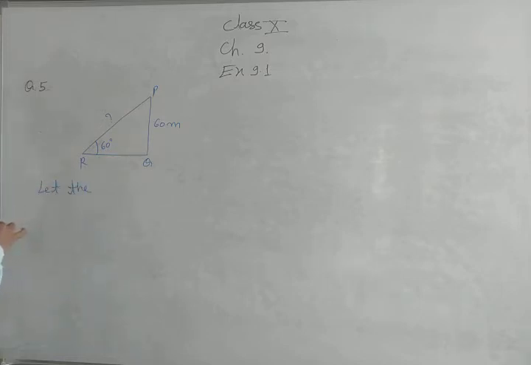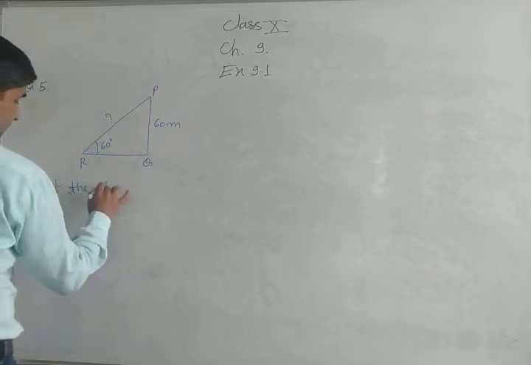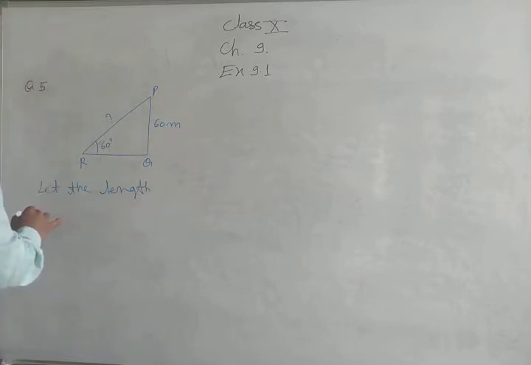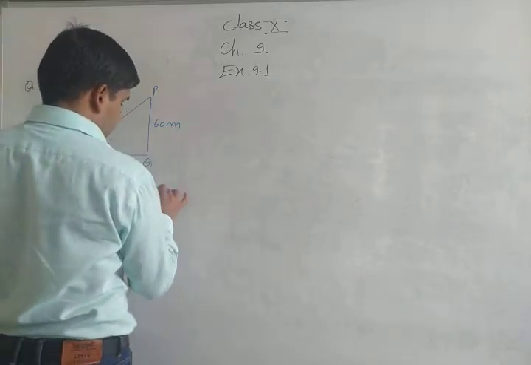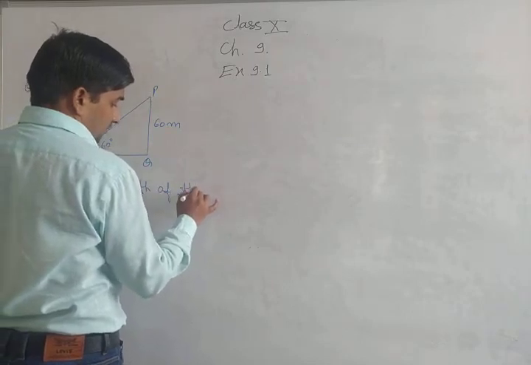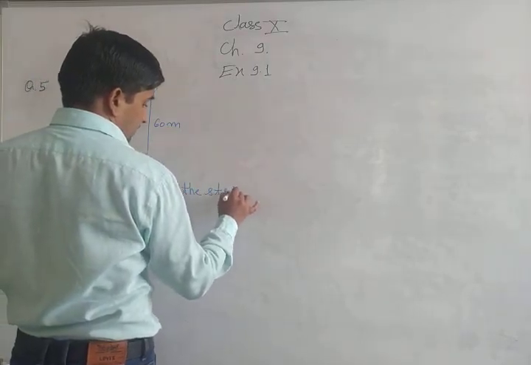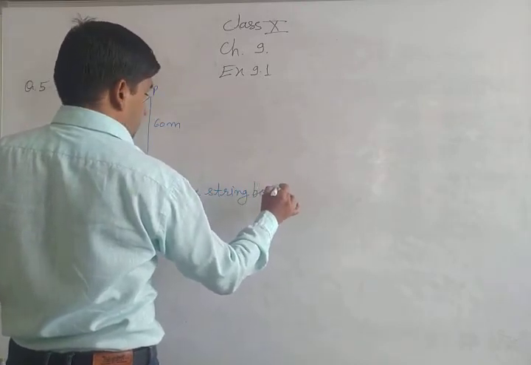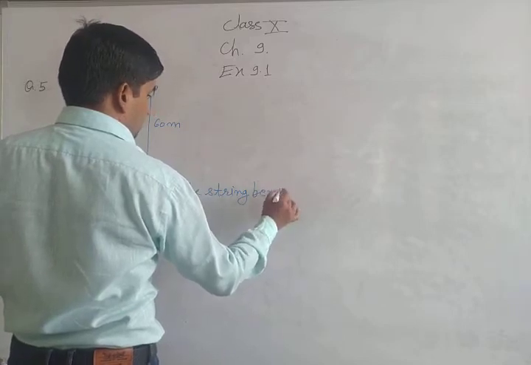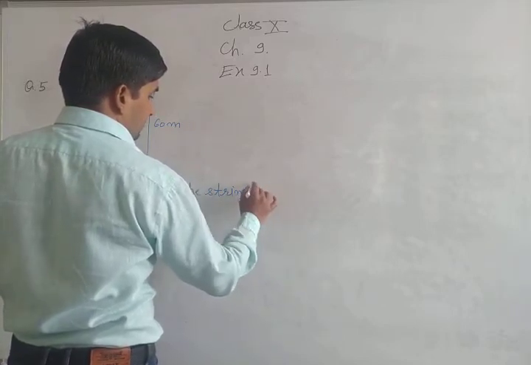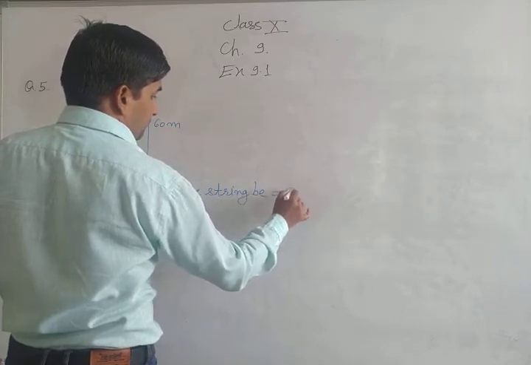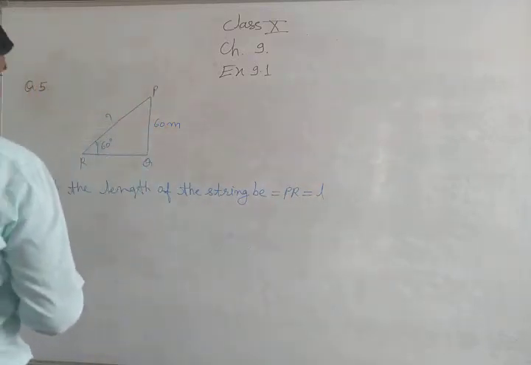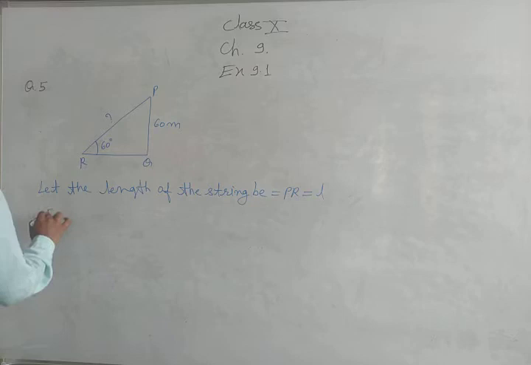So we assume, let the length of the string PR be equal to L. Clear? Okay. From triangle PQR.